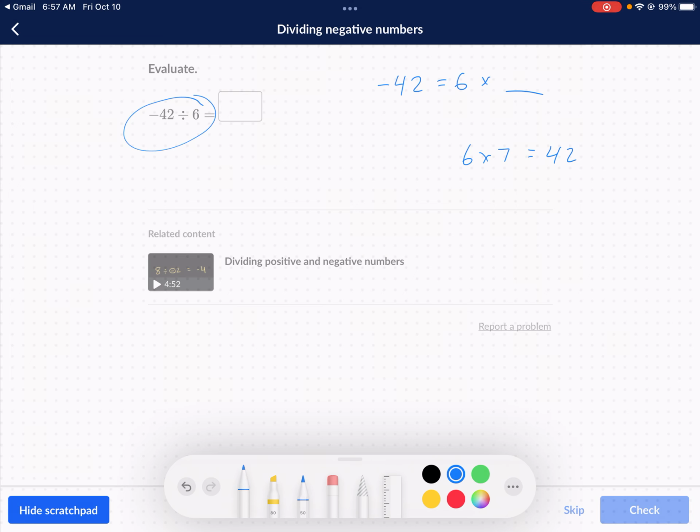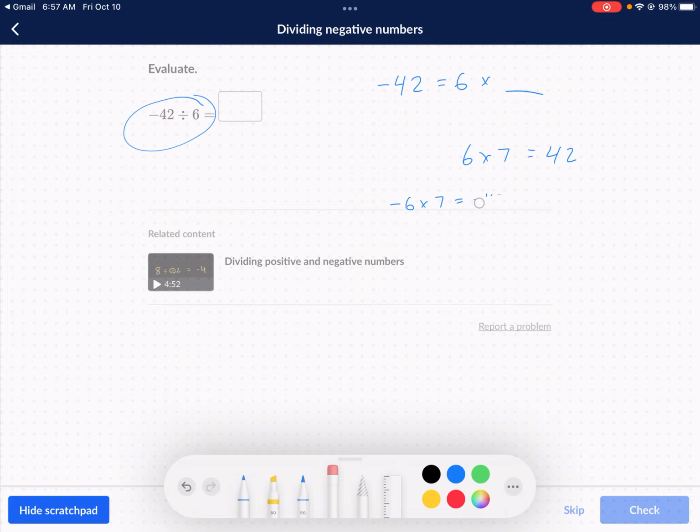Now, the second step is these negatives. If you're confused with the negatives, it's not so bad. We know a positive 6 times a positive 7 equals 42. So what would a negative 6 times a 7 equal? Well, it's going to be equal to negative 42. It can't be the same thing.